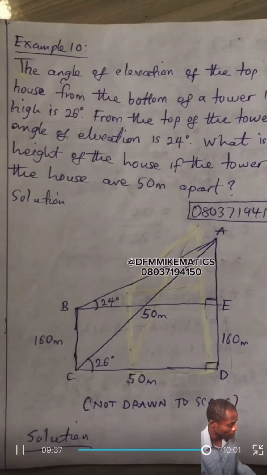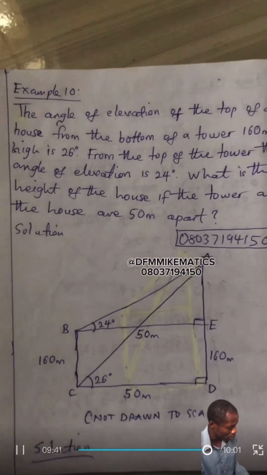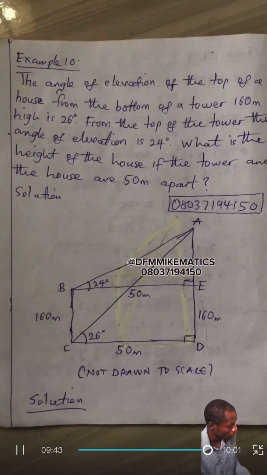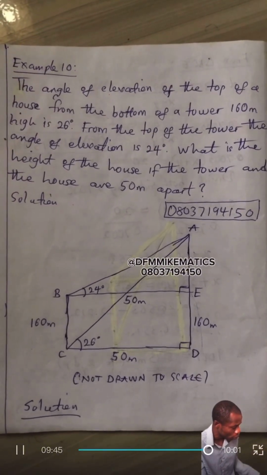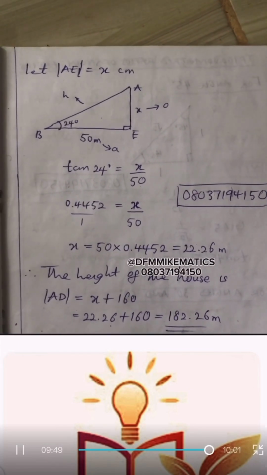And this example 10 and everything that has to do with right angle triangles is under the topic trigonometric ratio. So let's move to another subtopic under trigonometric ratio.